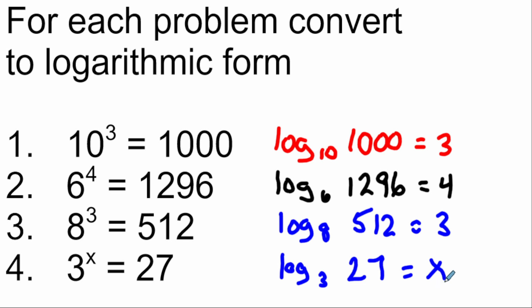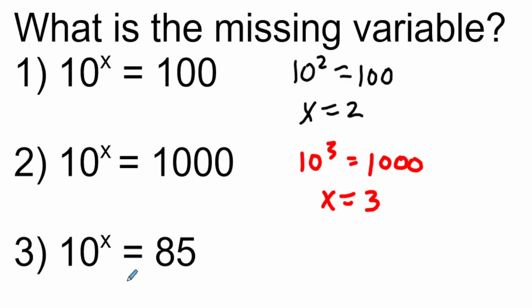So in all of these cases, all we did was rearrange the parts and bring that log in at the beginning. And then just started asking myself the question, 10 to what power is 1,000? 6 to what power is 1296? 8 to what power is 512? 3 to what power is 27? And if you keep asking yourself that question, you're going to see that it's going to help us to eventually be able to solve problems like that first one, 10 to what power is equal to 85.